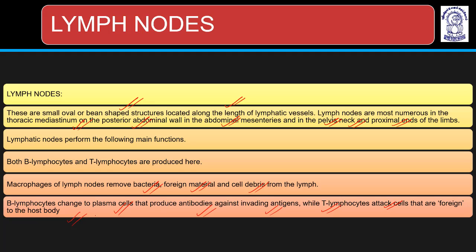T lymphocytes are further divided into killer T cells and helper T cells. Macrophages of lymph nodes remove bacteria, foreign materials, and cellular debris from the lymph. Both B lymphocytes and T lymphocytes are produced here. So this is all about the lymph nodes.